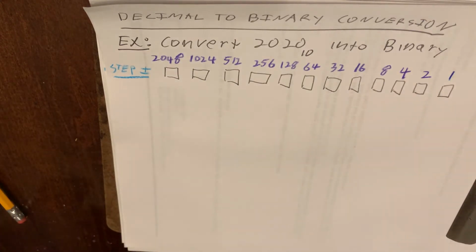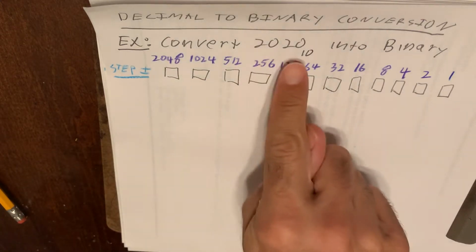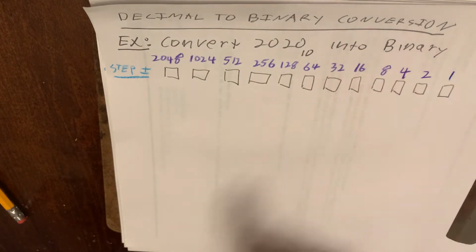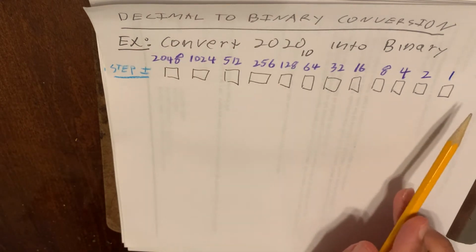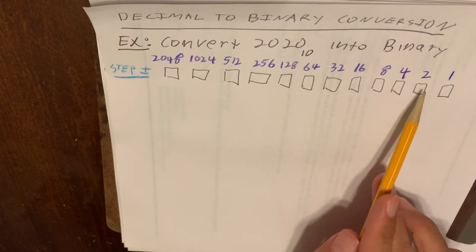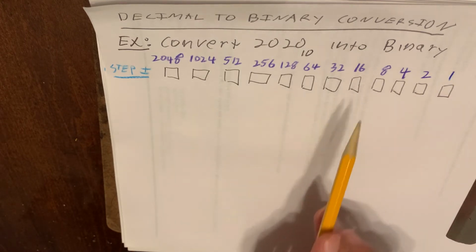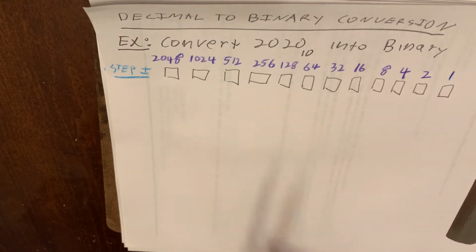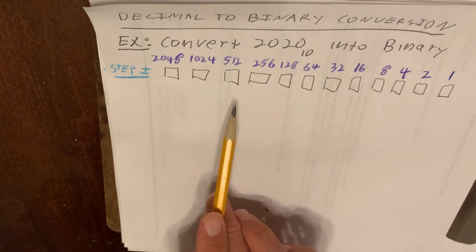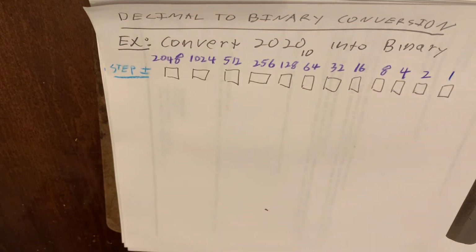Suppose we wanted to convert the decimal number 2020 into binary. How would we go about doing this? Well, the first step is to write out the binary place value system, which, as you recall, is 1, 2, 4, 8, 16, 32, 64, 128, 256, 512, 1024, and 2048.